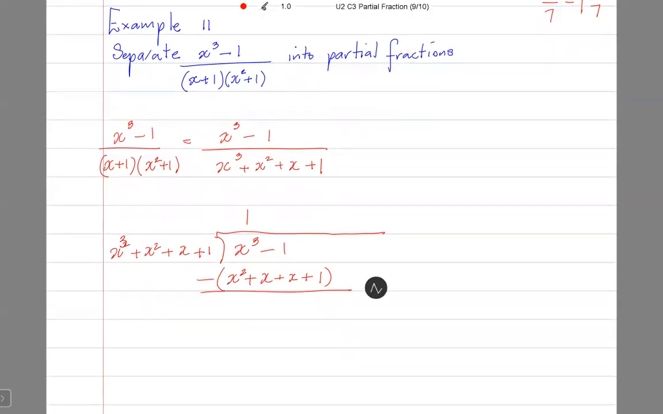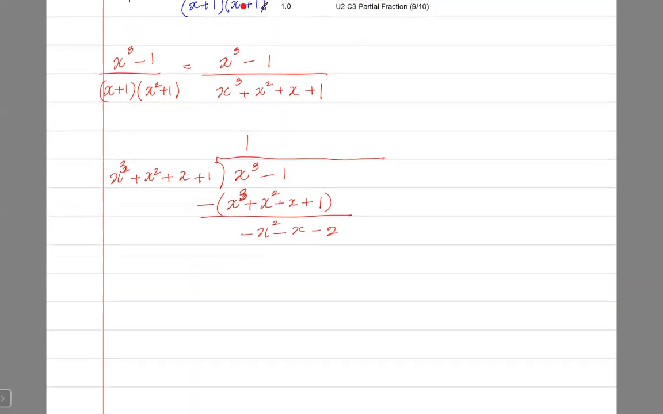When I subtract, this is supposed to be x cubed. When I subtract x cubed minus x cubed, that is 0. Then I have minus x squared. This should have been x squared. Then minus x. And then minus 1 gives me minus 2.